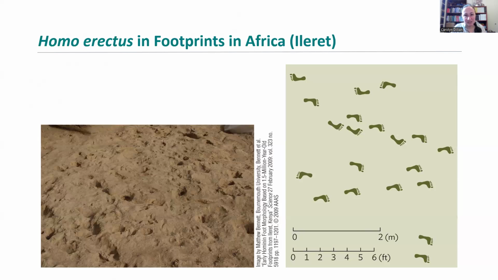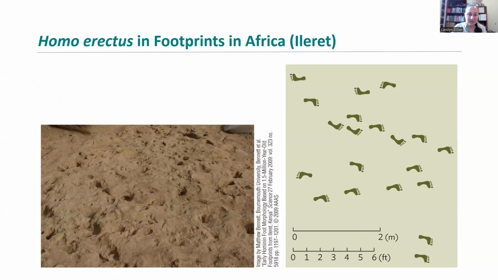Now, the Ileret skull indicates that Homo erectus was quite variable and may have still had some of the sexual dimorphism that we see in Australopithecus afarensis. Now, another interesting thing is there have been other hominin fragments found at the site, including an arm that looks like it was mauled by a crocodile. So we see a lot of interesting things at Ileret.